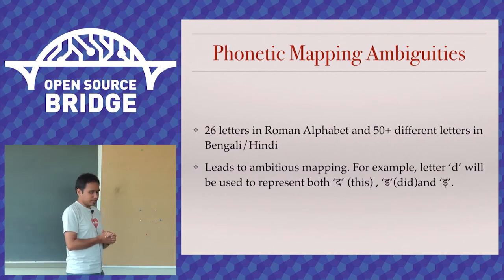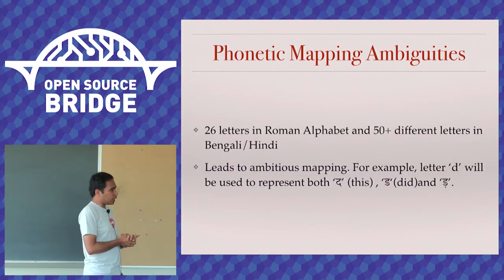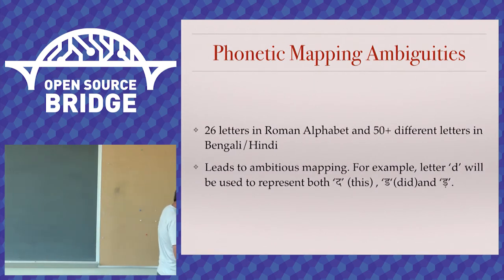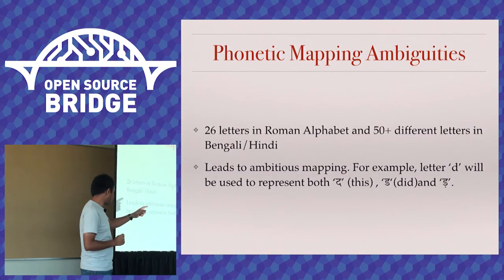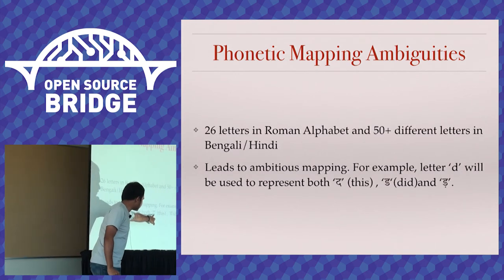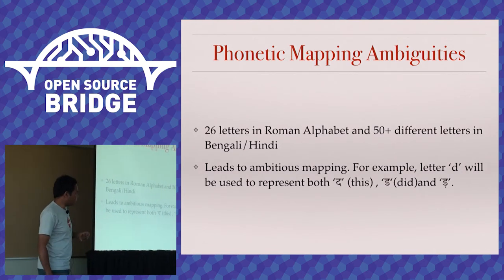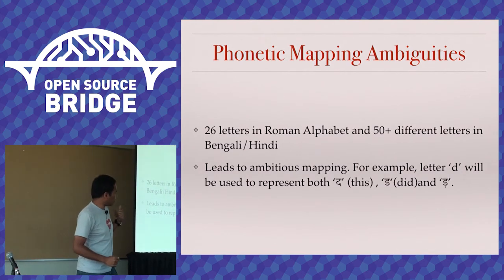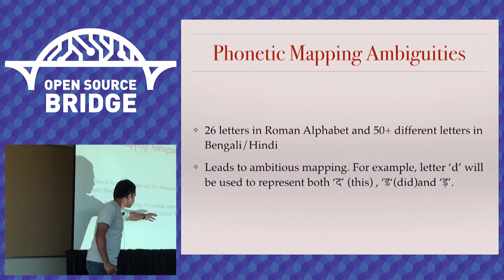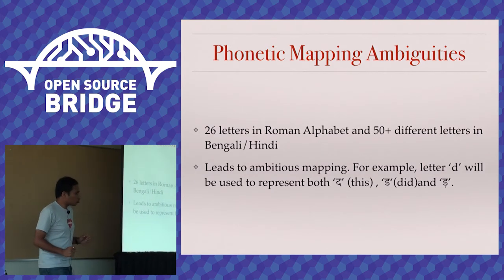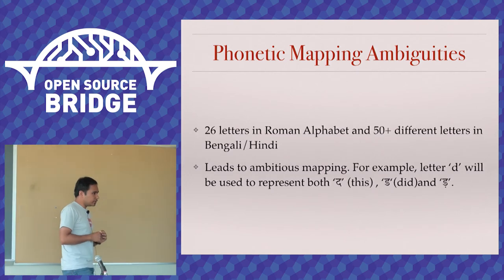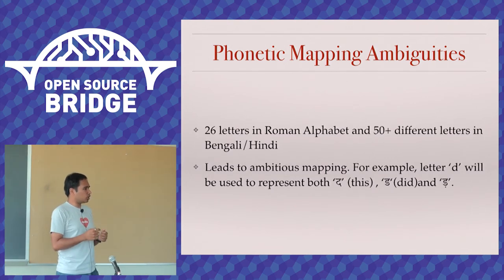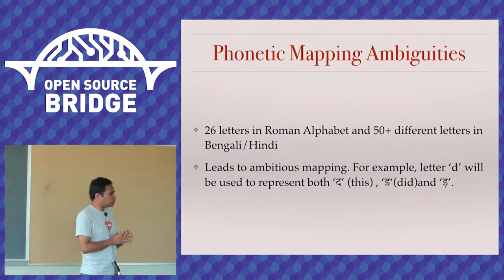What do I mean by mapping is that when I try to type something, for example D, this is a Hindi letter or alphabet. So this pronounces as this, did, and that. All three are different, but in English, if you try to write that phonetically, all three of them should produce the same thing. So what do we mean by writing phonetically?